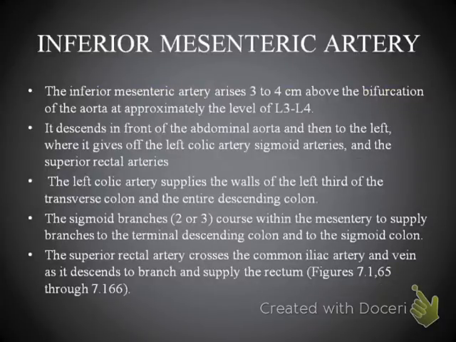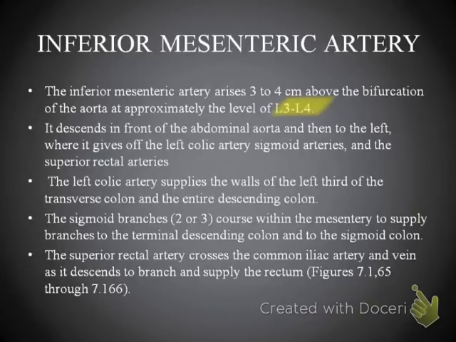The inferior mesenteric artery, or the IMA, arises 3 to 4 centimeters above the bifurcation of the aorta at approximately the level of L3 or L4. So usually around L3, you're going to see the IMA. It descends in front of the abdominal aorta and then to the left, where it gives off the left colic artery, sigmoid arteries, and the superior rectal arteries.